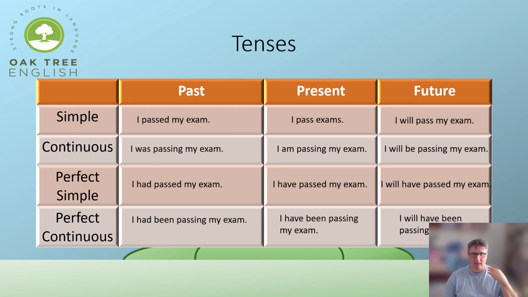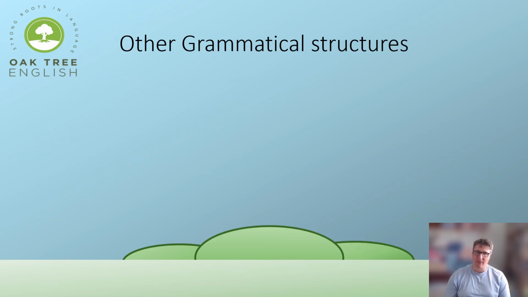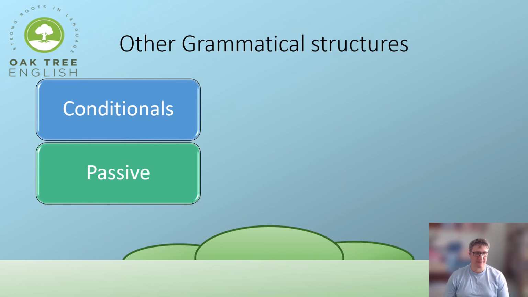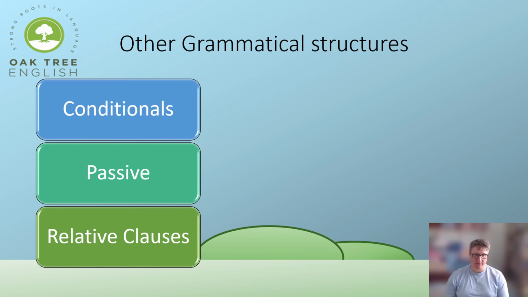Whew. These are the main tenses that you're going to use in the English language. 12. Now you could mix stuff up and what have you, but yeah, that's the main stuff. And you need to know that because there are other grammatical structures to talk about. There are conditionals. There is the passive voice, passive and active voice. And there are relative clauses. I want to spend a bit of time on conditionals if that's okay.